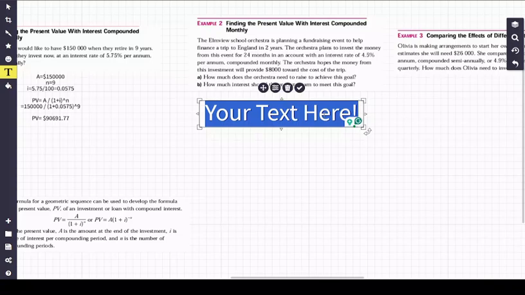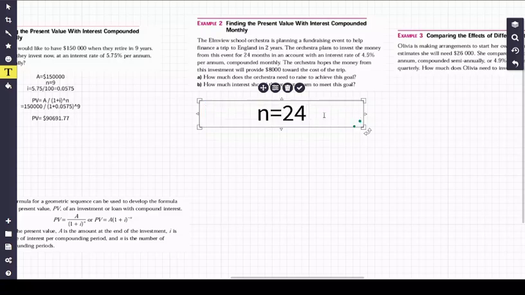So we're planning 2 years ahead of time. The orchestra plans to invest the money from this event for 24 months in an account with interest of 4.5% per annum compounded monthly. So we're going to be having 24 compounding periods, which is very cool since we just got that. It's our first unknown variable.